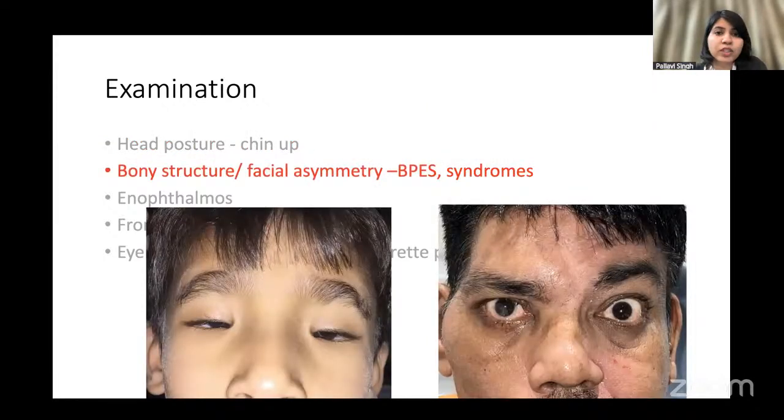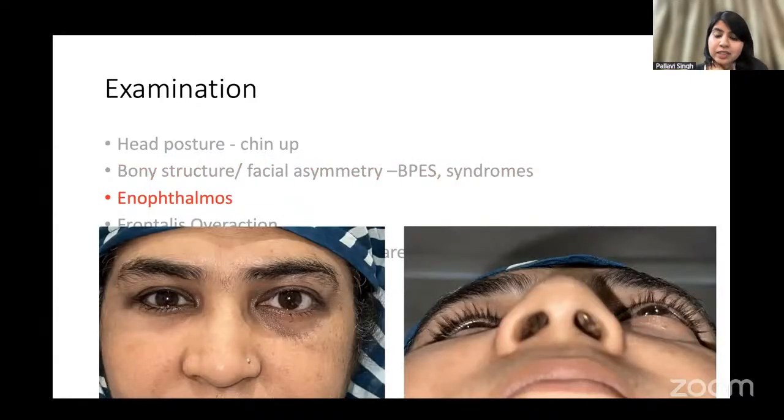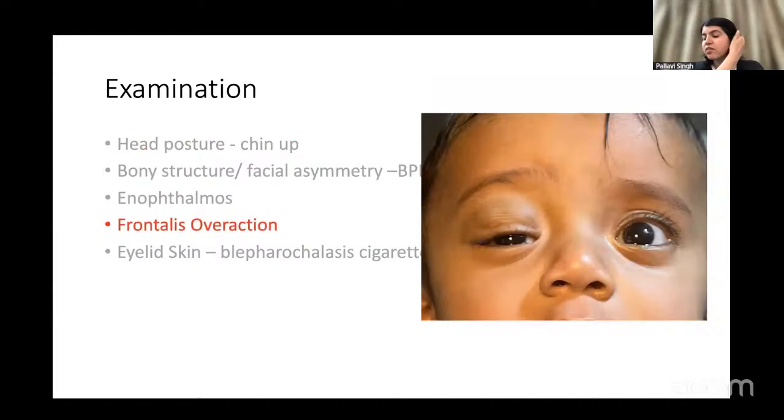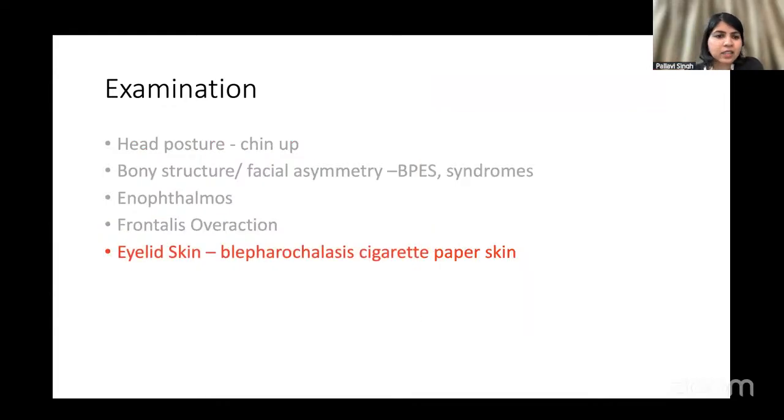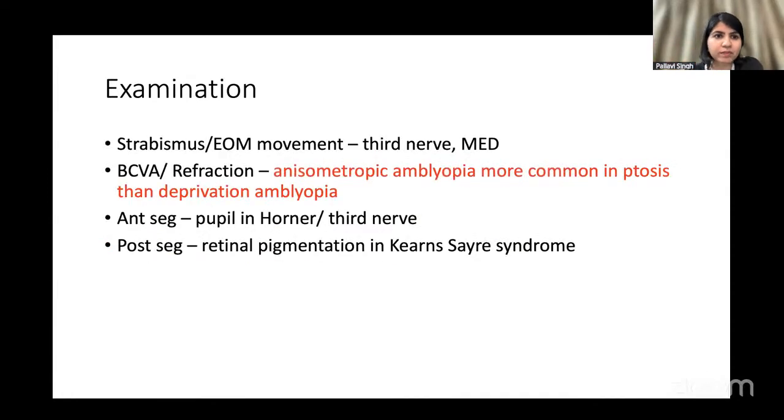And you know that the examiner will know that you've looked at all of these things. You obviously want to look at the bony structure, if there is any facial asymmetry, especially in cases like blepharophimosis, BPES. The other thing you have to look at is cases that might have apparent ptosis, but it's actually not ptosis, but enophthalmos, because if the eye is pushed back, that will give the look of an apparent ptosis. If the patient has any frontalis overaction, like in this case, and in cases of blepharochalasis, if the skin of the eyelid is very thin. So that's also one thing you have to look at.